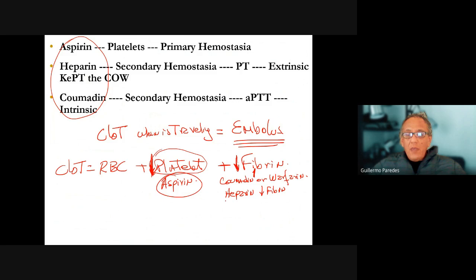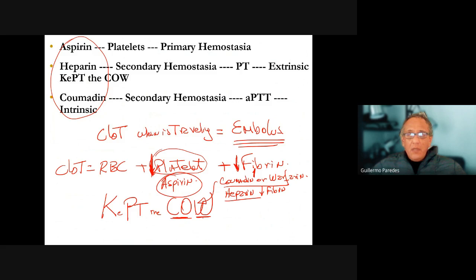For this, I want you to remember, and that is the last thing, Coumadin and warfarin. Kept the cow. Remember that mnemonic. What is kept the cow? Kept the cow: CO means Coumadin. Coumadin is the same as warfarin. The cow: Coumadin and warfarin are the same.